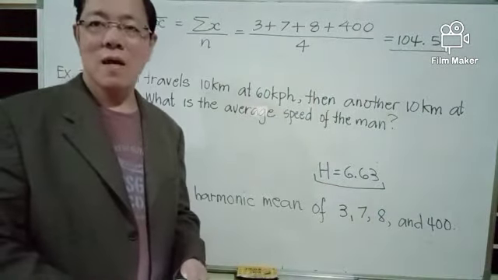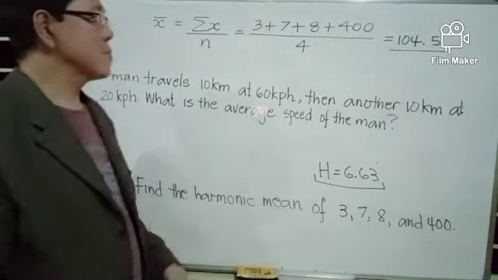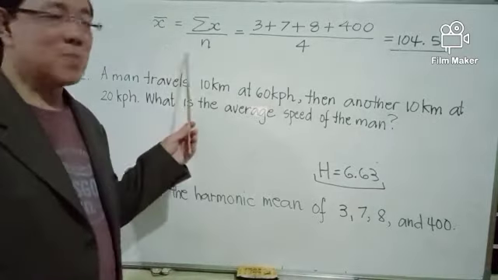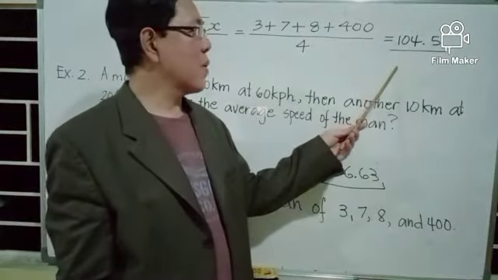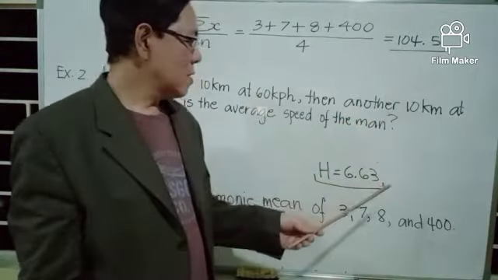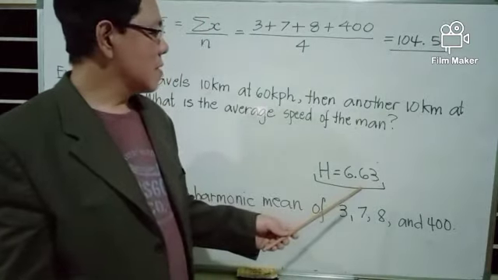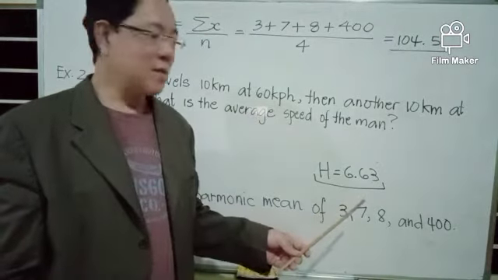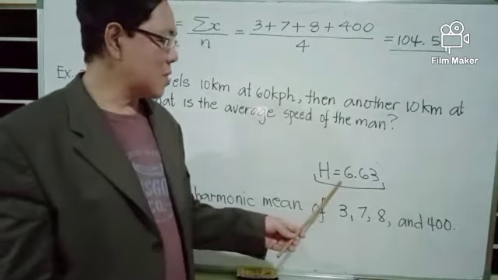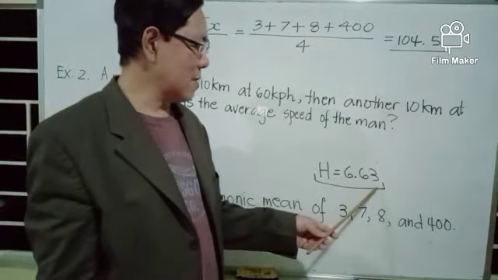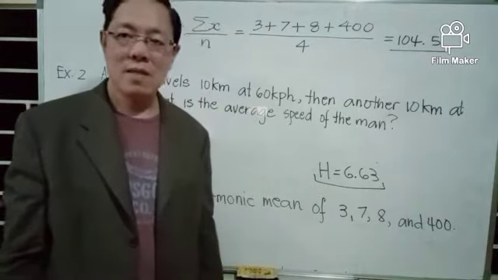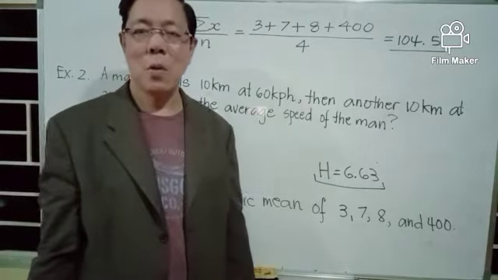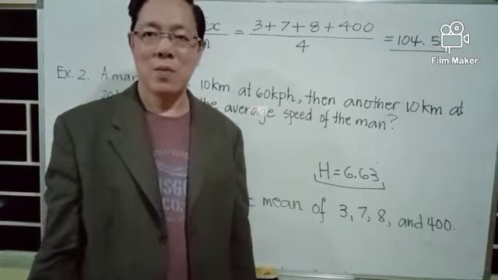Now, using the arithmetic mean or sample mean x bar, we get a value of 104.5, which is very much greater than the harmonic mean of 6.63, because the mean is said to be biased towards large values.